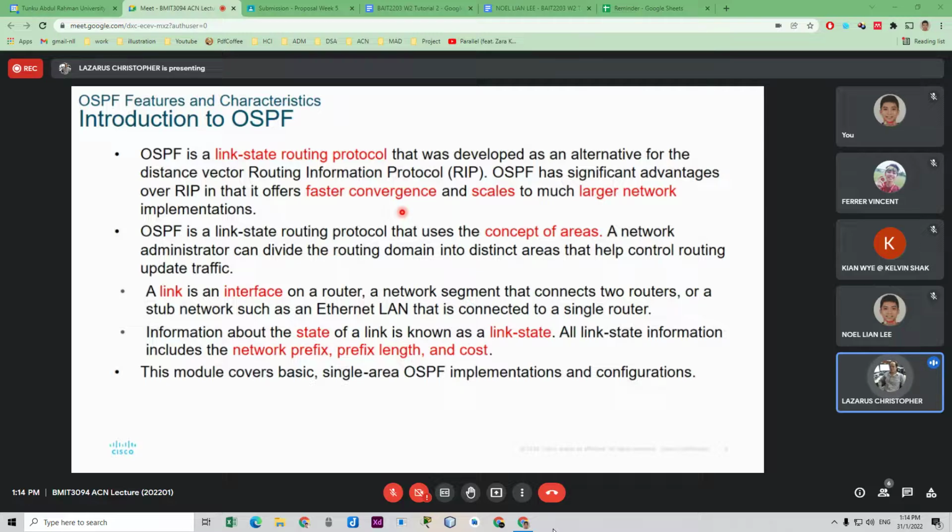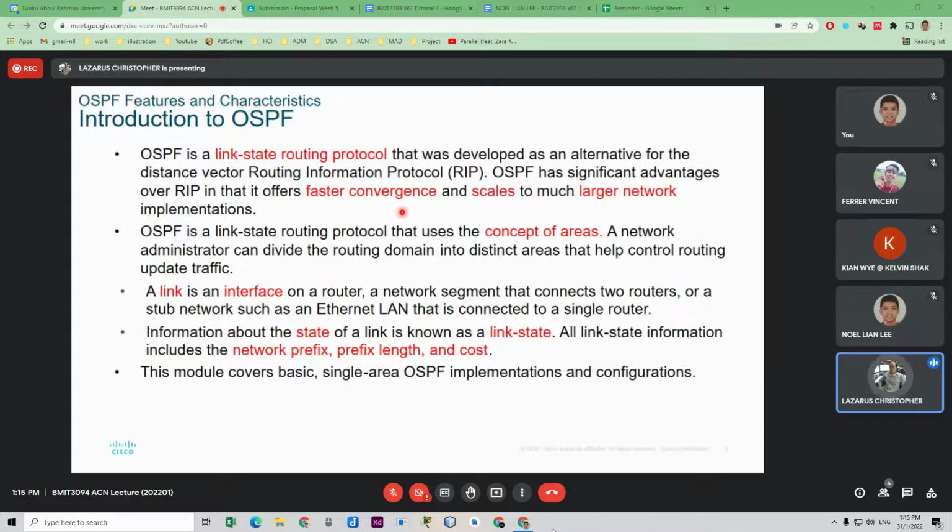So if you're thinking about having a large network, OSPF might be more optimal to use compared to RIP, right? So for OSPF, remember that we can set the OSPF process, but we also can set that all the routers within the single area will have the same OSPF ID.